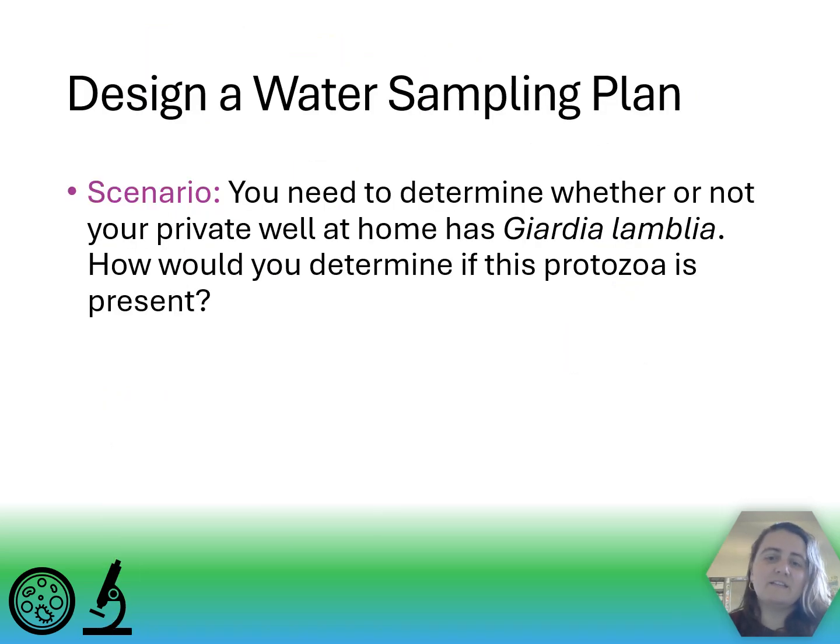And then the last thing that I want you to think about before you move on to the next pre-lecture is just thinking about designing a water sampling plan. So the scenario here is that you need to determine whether or not your private well at home has Giardia lamblia. And then how would you determine if this protozoa is present? So just jot down some notes about how you think you might do this based on what you've learned in this pre-lecture. And then in the next coming pre-lectures, we're going to talk about MPN method and indicator organisms.